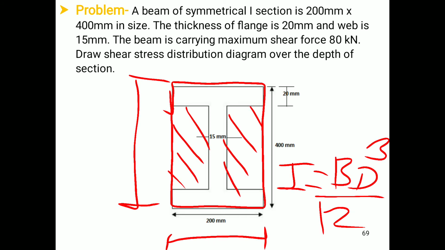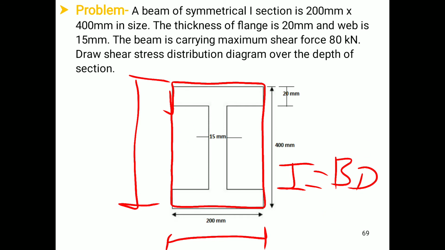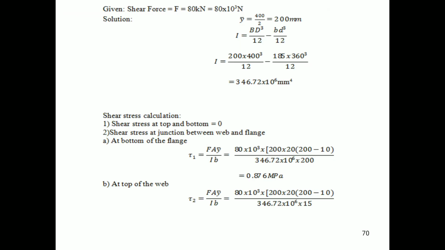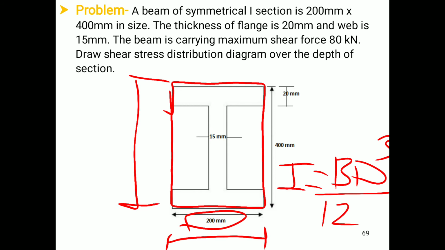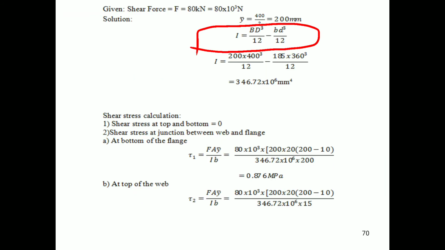this particular part is removed. Therefore, we have to minus the remaining part. Deducting this remaining part, we will have I is equal to capital B D cube by 12 minus small b d cube by 12. Here capital B is equal to 200 mm and capital D is equal to 400 mm, minus small b d cube by 12.